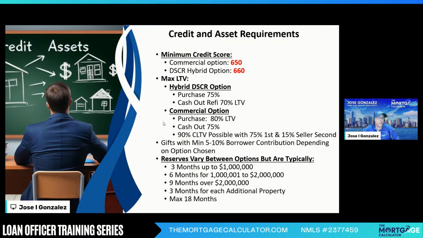And reserves also vary by option chosen, but typically we're looking at 3 months for a loan amount up to $1 million, 6 months for loan amounts $1 to $2 million, and 9 months for loan amounts over $2 million, and 3 months for each additional property with a max of 18 months reserves.